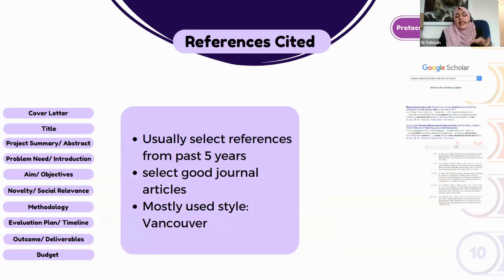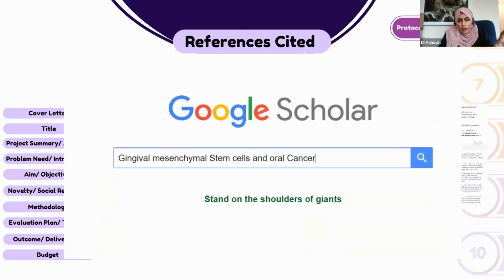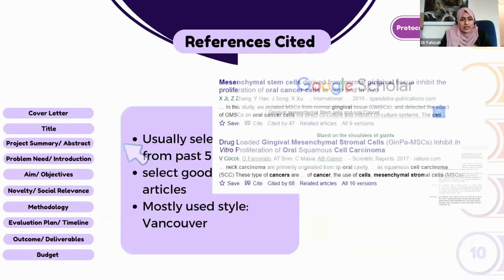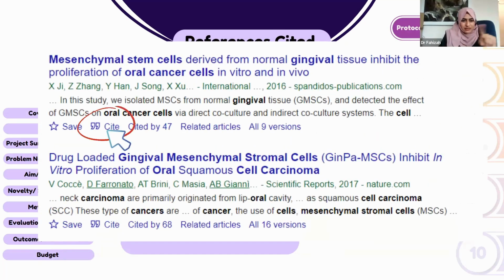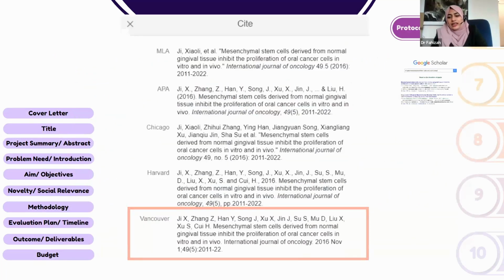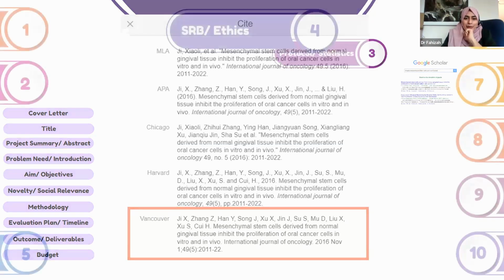Then references. In BDS and MDS, I have learned one of the easiest ways to find a reference citation. First, open Google Scholar and write gingival stem cells and oral cancer. Then there is an option to cite, and you get the citation over here. Why I have put this particular slide is because as a BDS and MDS student as well, I had no idea about this. How do I do the citation? I used to go to each article and find out, but it's very easy in Google Scholar. So I just put this slide over there.